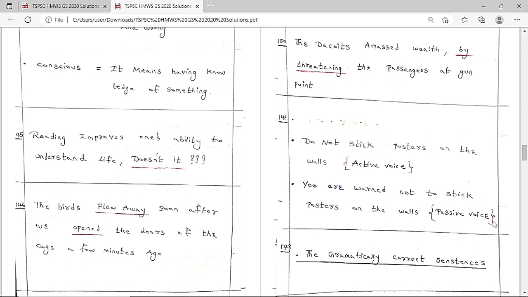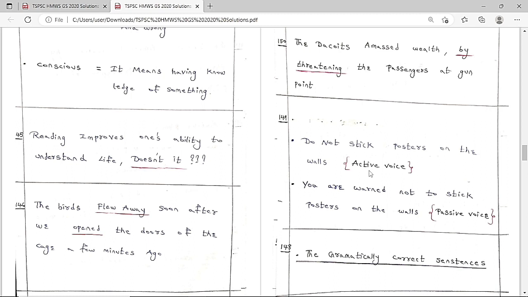So do not stick posters on the walls, it is an active voice. And you are warned not to stick posters on the walls, it is a passive voice. Do not stick posters on the walls, it is an active voice. And you are warned not to stick the posters on the walls, it is a passive voice.